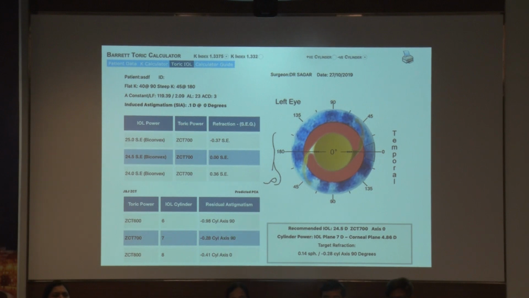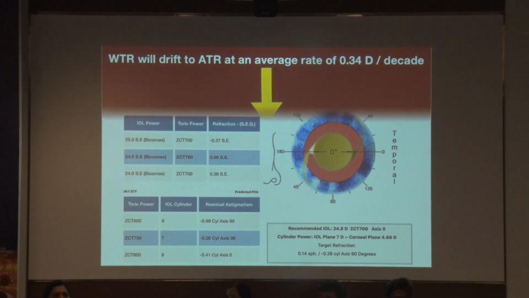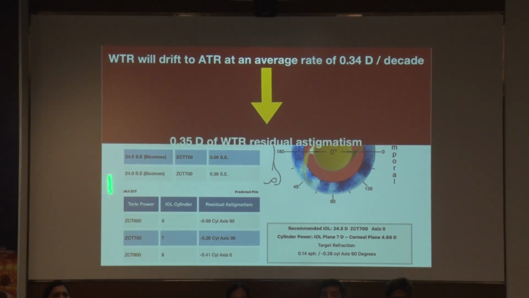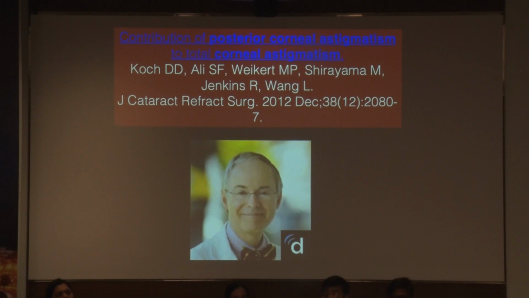How many of you will accept this? It tells me that the residual astigmatism will be against the rule. Now the basic principle is that whenever you aim, you should aim for a with-the-rule residual astigmatism. So instead of ZCT 700, I will go for ZCT 800, which will give me a with-the-rule residual astigmatism. This point should be remembered. Why? Because we will have a drift over a period of time from with the rule to against the rule. So if you are starting with against the rule, it will further increase as you go along.